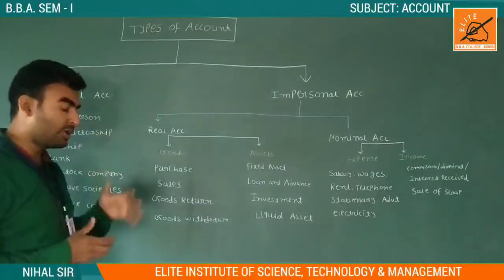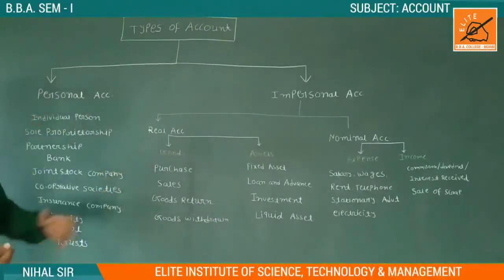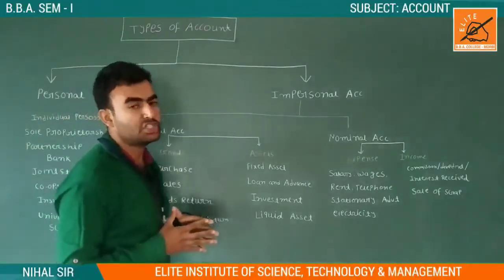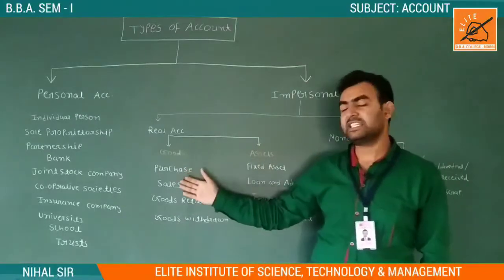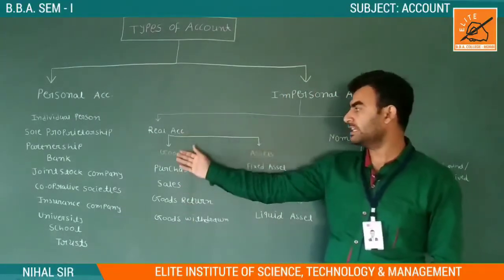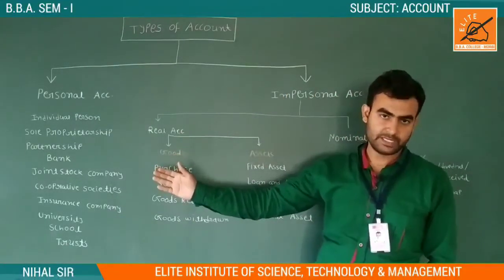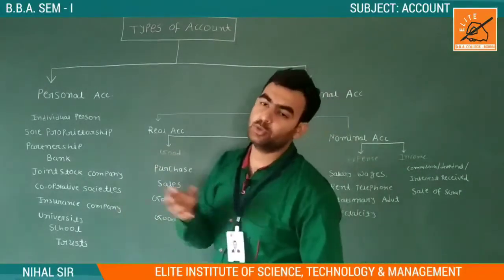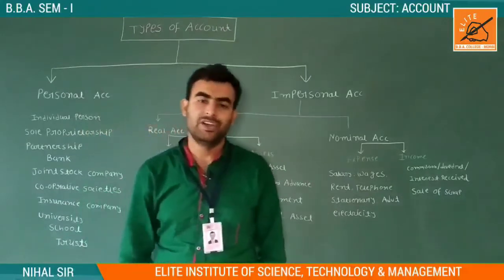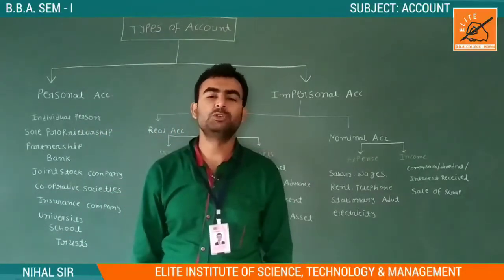So first the goods account. In the goods account, purchase and sales: either we purchase goods or we sell goods. So the purchase account and the sales account come into where? In a real account, because it is a purchase of goods, a sale of goods, it is a transaction of goods. So it comes into a real account.